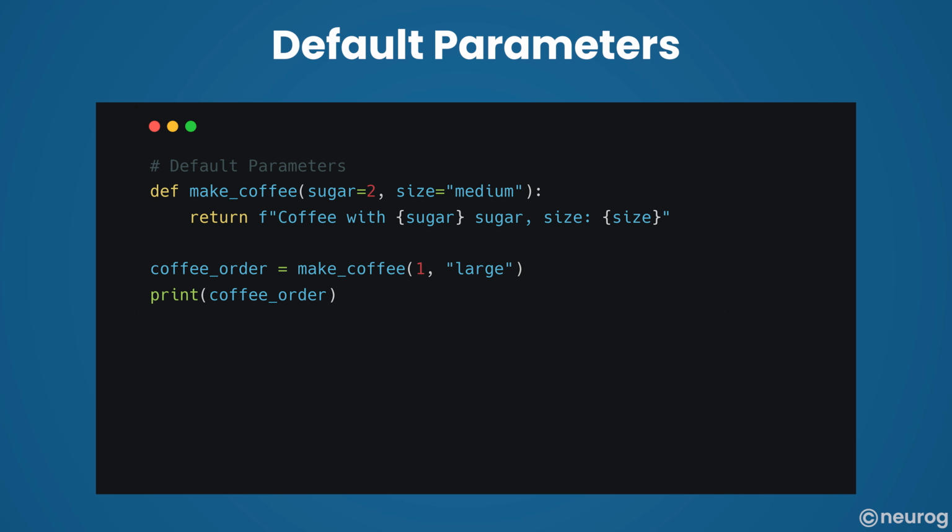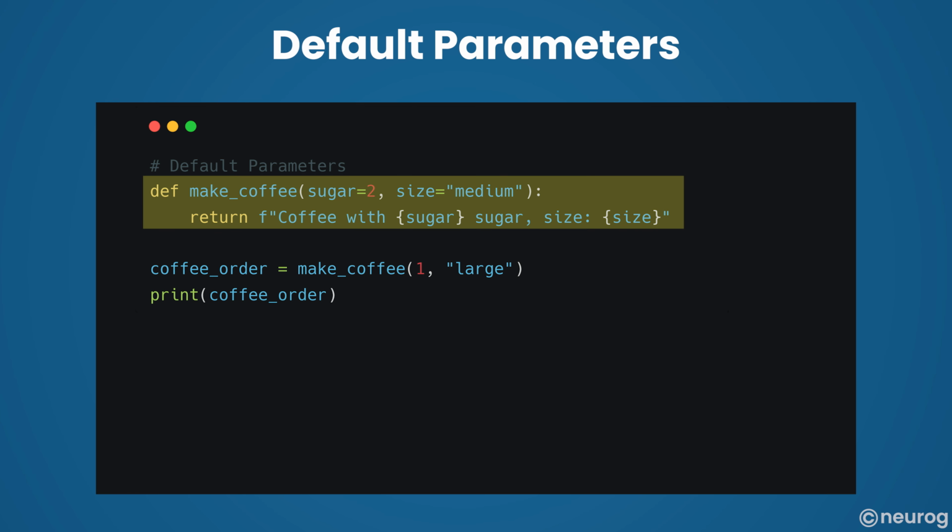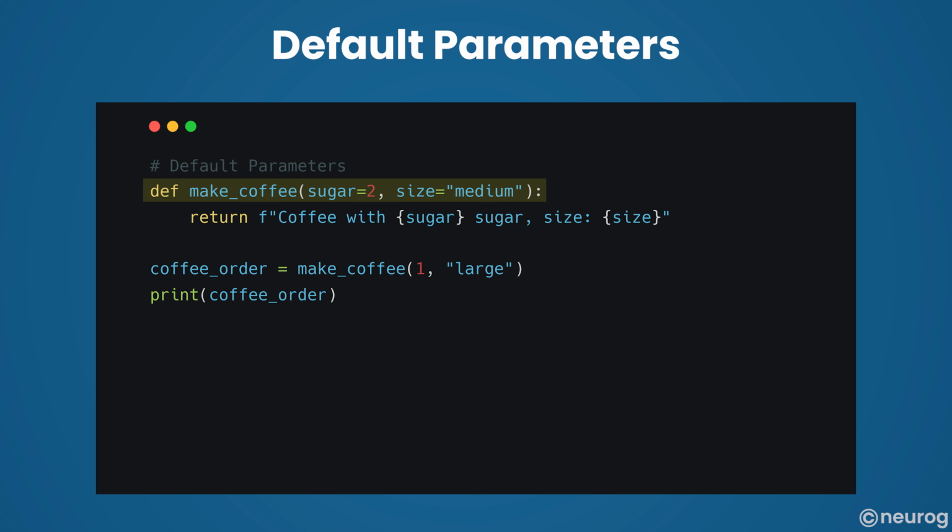Python functions can have default parameters. These parameters have preset values and can be overridden when calling the function. Here we're using a coffee order function with a default sugar level and customizable size. It showcases a function named make coffee with default parameters for sugar and size. The function is then called with specific arguments, and the customized coffee order is printed.